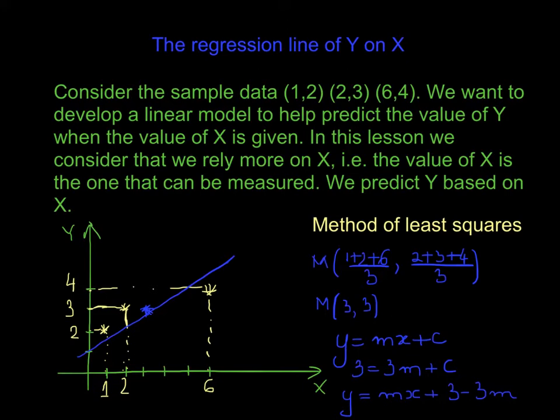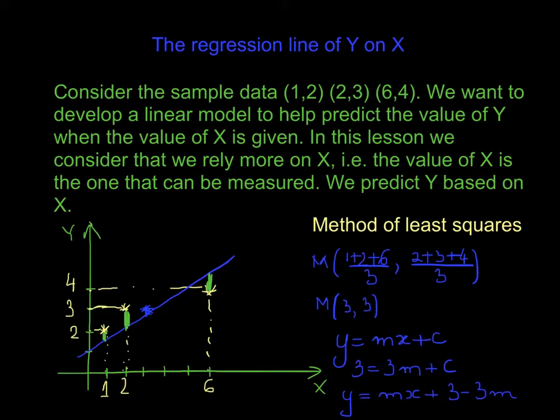And my method will be that I want the square of this distance, the distance of the point to the line, to be as small as possible. The sum of the distances to be as small as possible. Now, because I don't want to work with square roots, I will consider the sum of the squares of these distances.